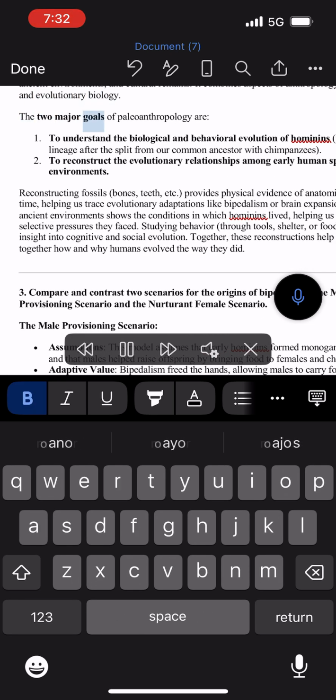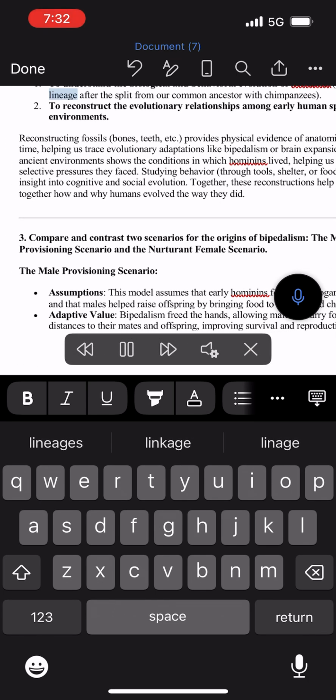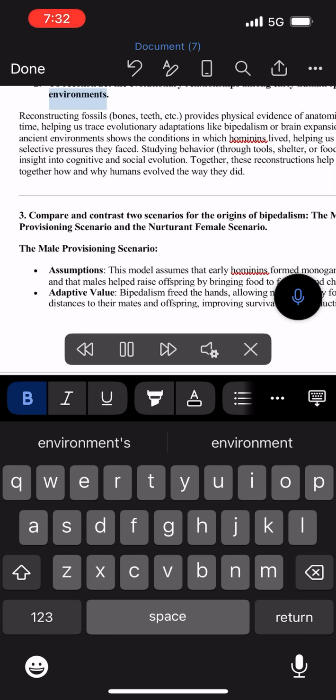The two major goals of paleoanthropology are to understand the biological and behavioral evolution of hominins, the human lineage after the split from our common ancestor with chimpanzees, and to reconstruct the evolutionary relationships among early human species and their environments.